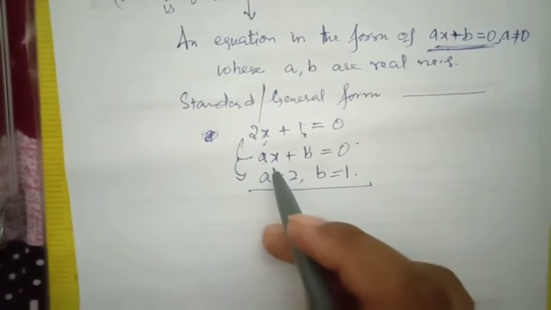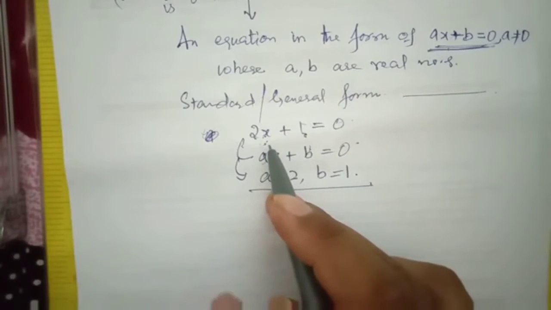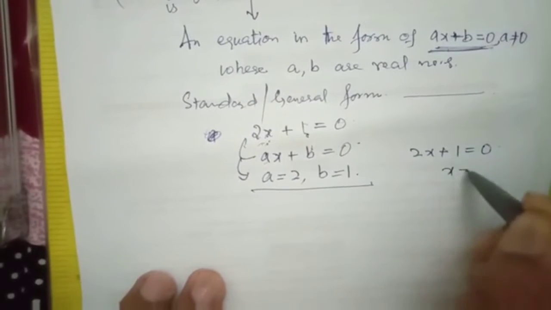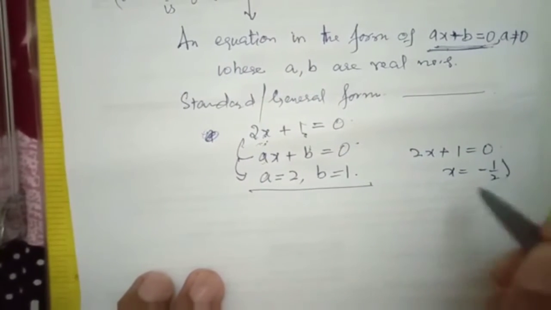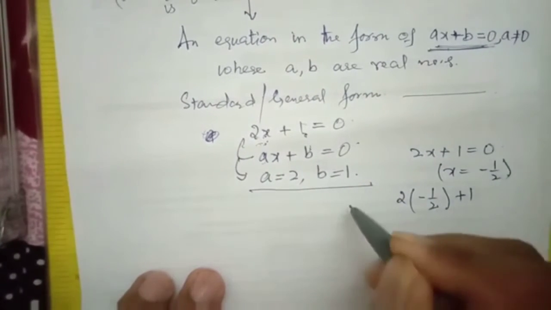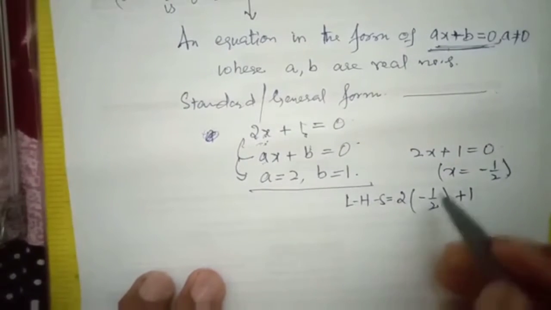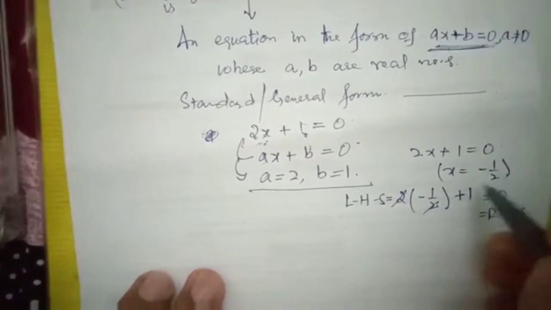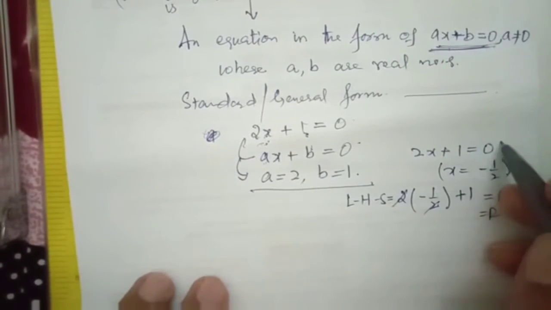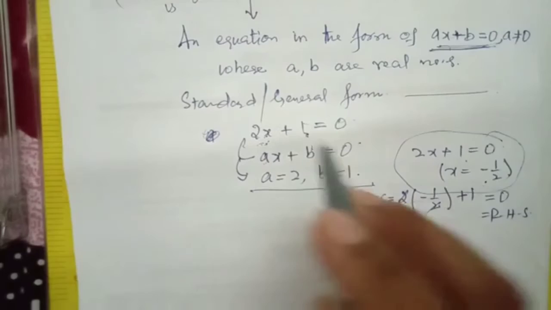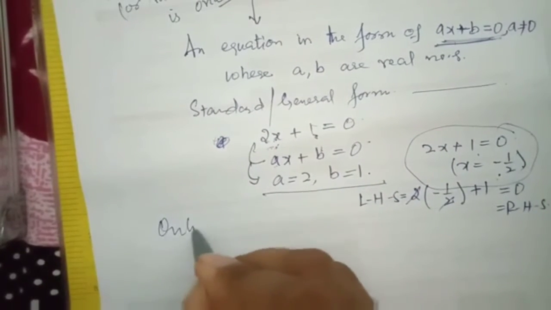Since there is only one variable in the equation, there must be only one solution. Now see here, I have 2x plus 1 is equal to 0. If I put x is equal to minus 1 by 2, then 2 into minus 1 by 2 plus 1, I am talking about the LHS of the equation. The 2s cancel, minus 1 plus 1 is equal to 0, which is equal to the RHS. So I can write x is equal to minus 1 by 2 is the solution of the equation. No value other than this can be the solution of the equation. So a linear equation in one variable has only one solution.